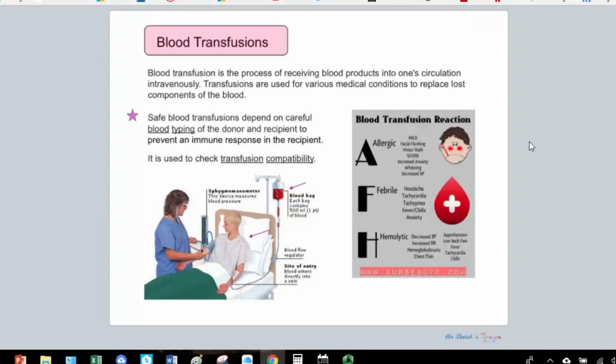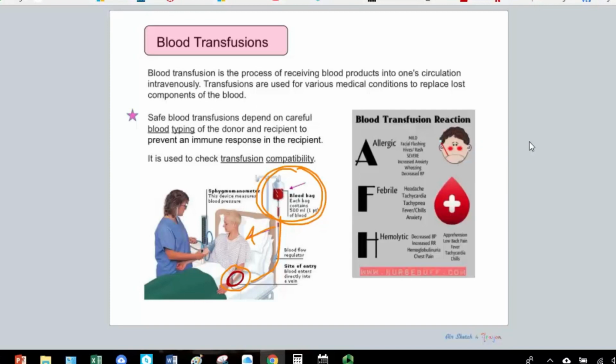All right, so blood transfusion. What is a blood transfusion? A blood transfusion is the process of receiving blood products, this is the recipient here, into one's circulation intravenously. And you can see this individual is getting this blood from the arm, into a vein on the arm. So here we have our blood bag. This is the donor, and then you can see it comes down here, and this is the recipient.